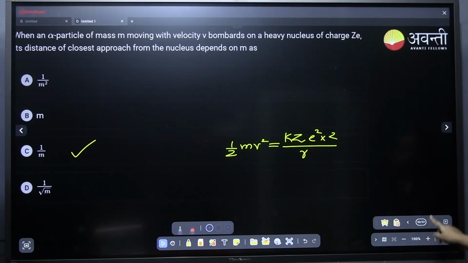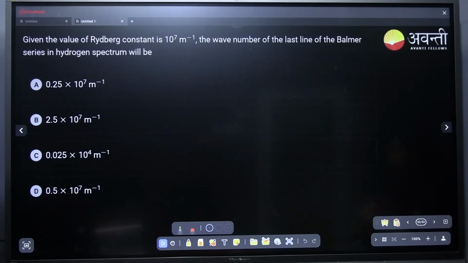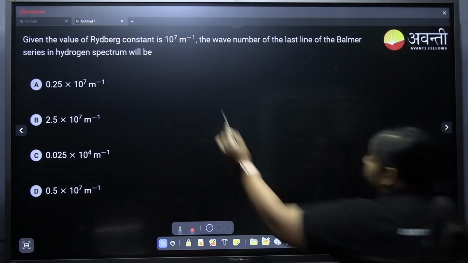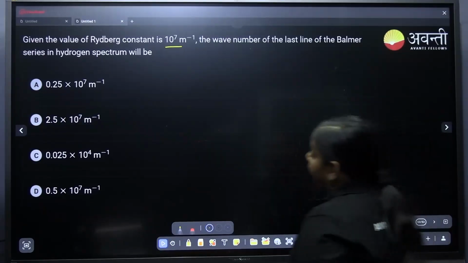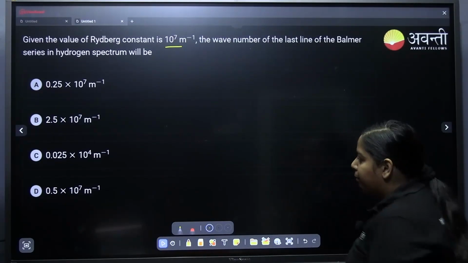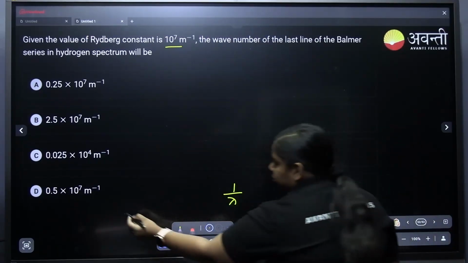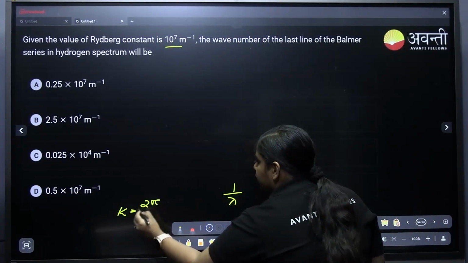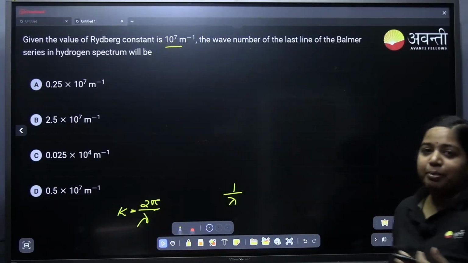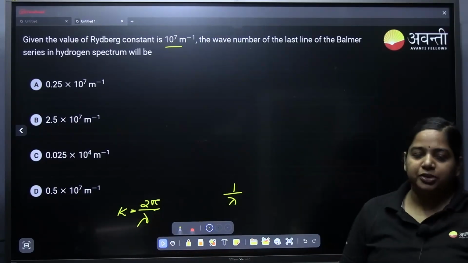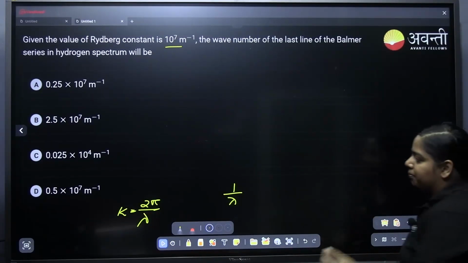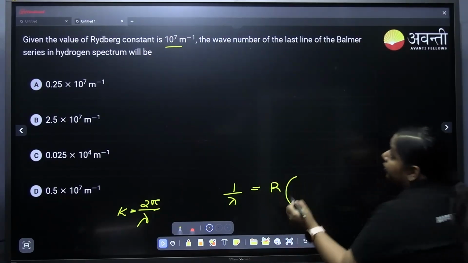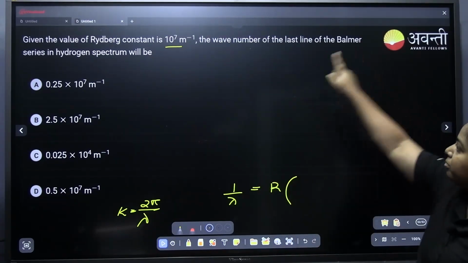Last question for today. Given the value of Rydberg constant is 10 to the power 7, the wave number of the last line of the Balmer series of hydrogen spectrum will be? Wave number we have to find as 1 by lambda, because usually k is equal to 2 pi by lambda. Otherwise 1 by lambda is fine because 2 pi is constant. 1 by lambda equal to R into the last line of Balmer series.